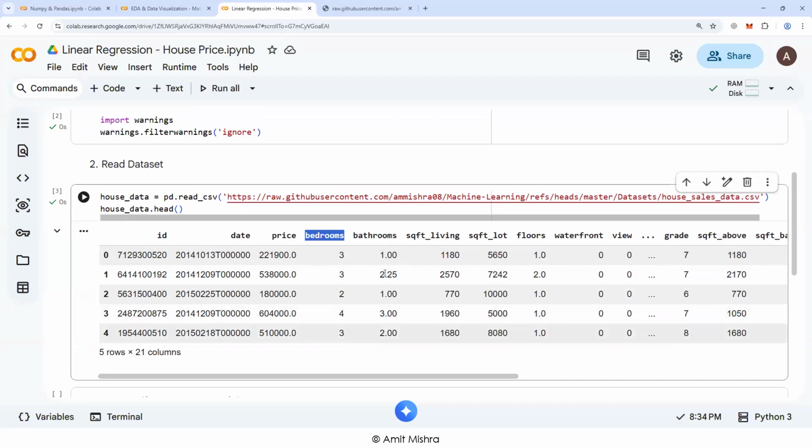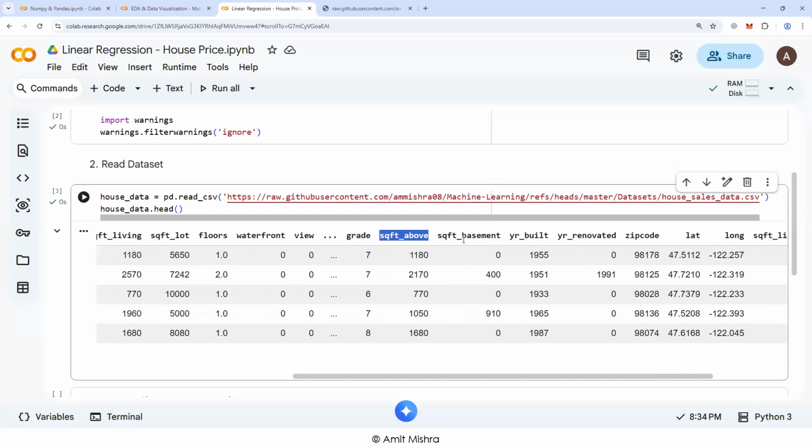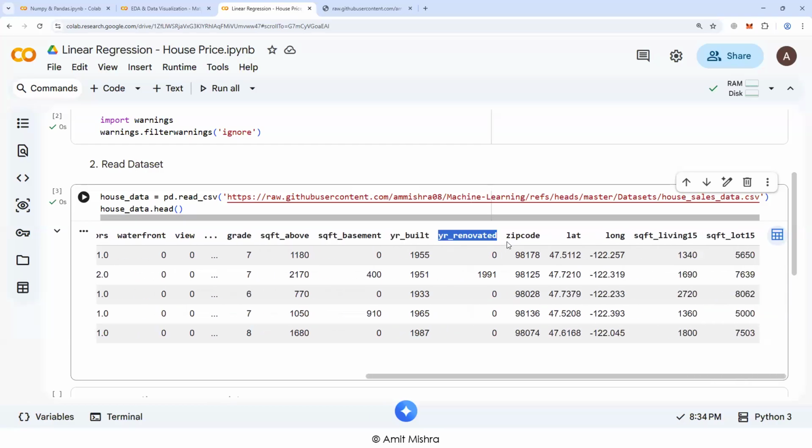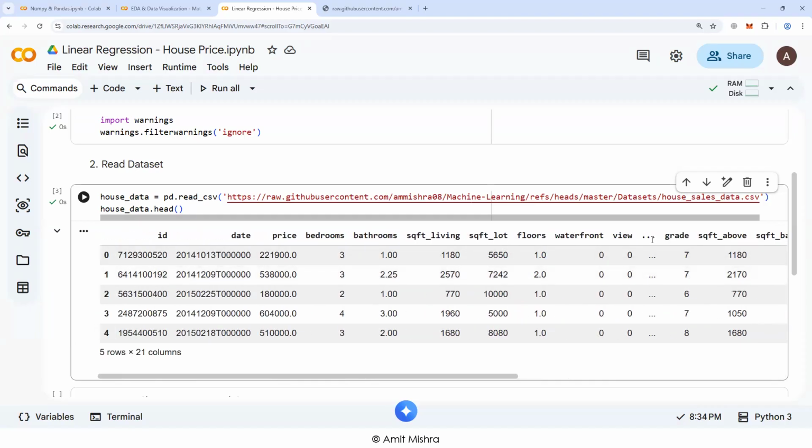Number of bedrooms, number of bathrooms, square feet living area, square feet lot area, number of floors, waterfront, view, grade, square feet above area, square feet basement area, year built, year renovated, zip code, latitude, longitude, square feet living 15 and square feet lot 15. There are a few things which will be hidden in between as well.